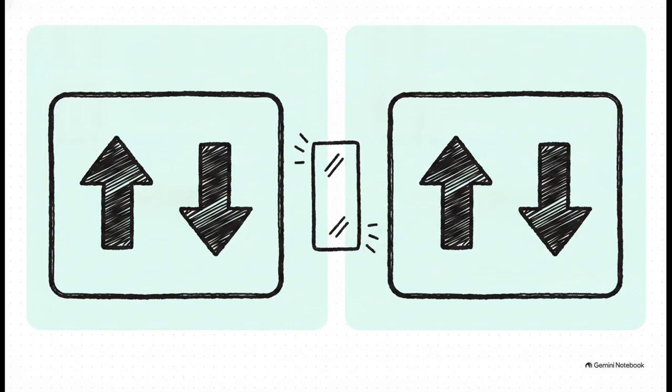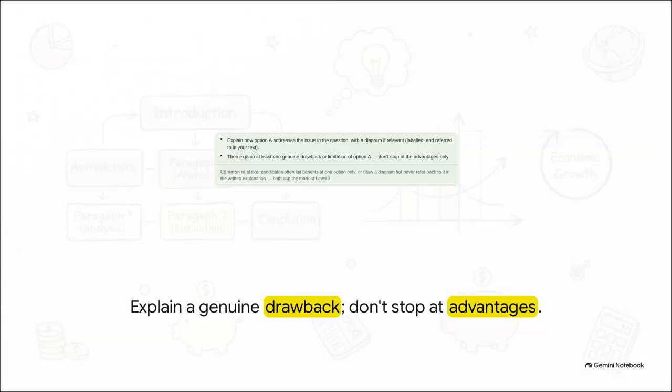Here, the Jai Classes strategy demands a perfectly parallel structure for analyzing your 2 options. Basically, whatever you do for the left side, you've got a mirror on the right. In Block 2, you are focusing entirely on Option A. You need to explain how Option A addresses the issue, ideally using a labeled diagram if it's relevant. And hey, remember, you must actually refer to that diagram in your text. Don't just draw it and ignore it, right?